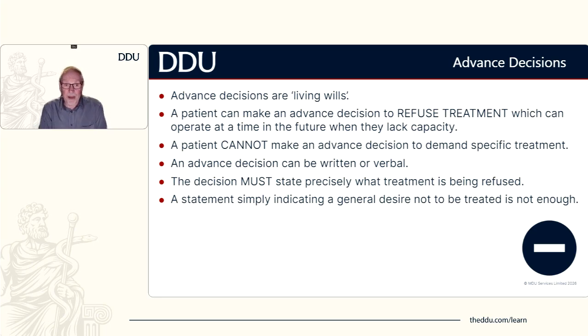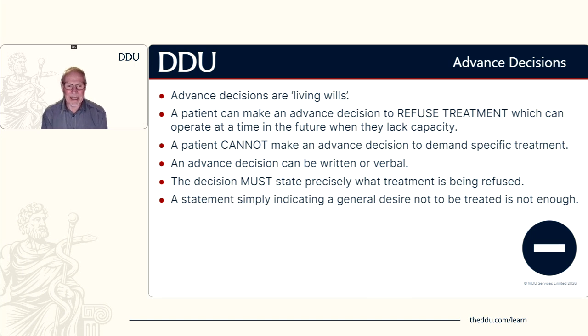Advanced decisions, that's sometimes called living wills. Patients can make an advanced decision only to refuse a certain type of treatment if they lack capacity. They can't make an advanced decision which demands that they have treatment. So I could say, I refuse to have an acrylic denture if I lack capacity at any time in the future. What I couldn't do is say, I want to have implants if I lose my teeth when I lack capacity. So that's the difference between them.